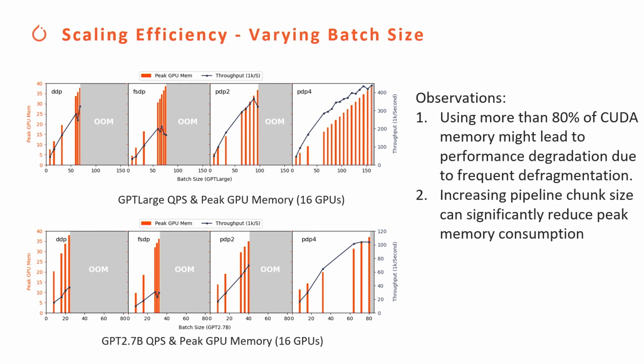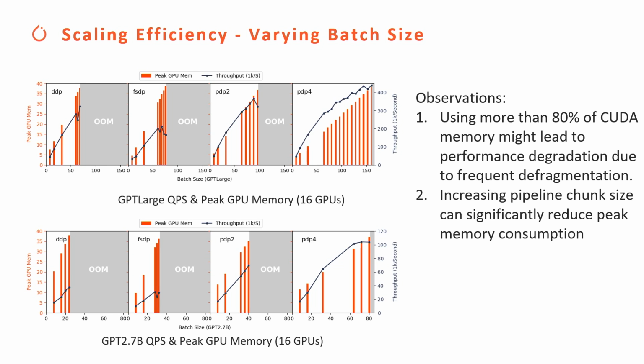In the previous slide, we mentioned that large batch sizes lead to higher throughput. We want to measure if that is always the case. We try to fit in as large a batch size as we can for the different paradigms. PDP-2 is pipeline using 2 microbatches per mini batch, and PDP-4 is using 4 microbatches per mini batch. The x-axis is the batch size, and there are two y-axes here. The left one is the peak memory consumption, and the right one is the throughput.